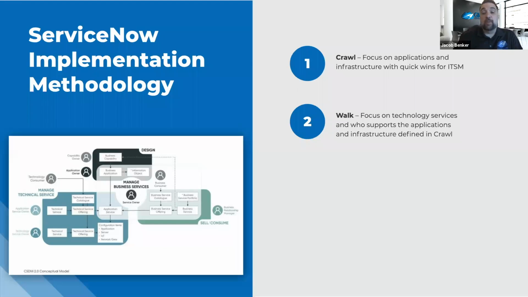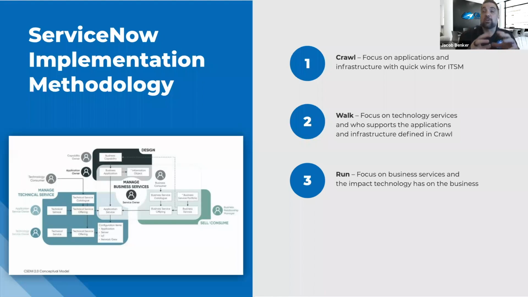And then from there you go to run. Instead of focusing on internal technology services and technology that you provide, you're switching to a more business focus. You're focusing on what your business provides to your customer. So it's just switching the focus. You're using a lot of the same tables, a lot of the same underlying structures. Again, it's just switching your focus to external.